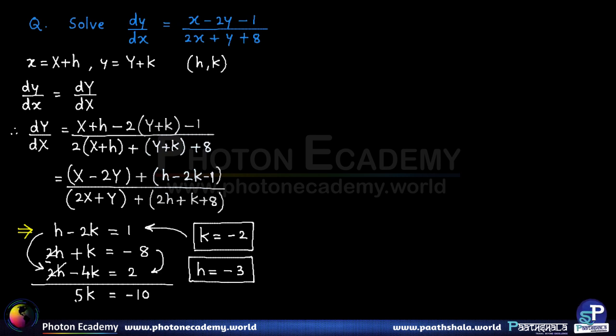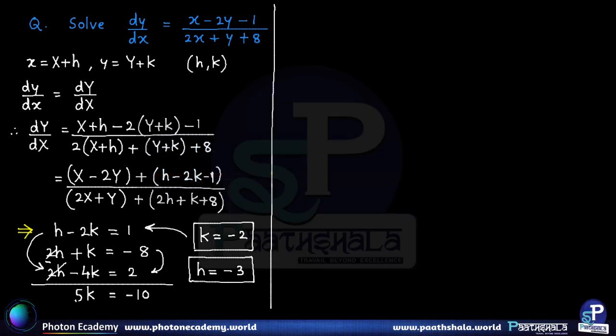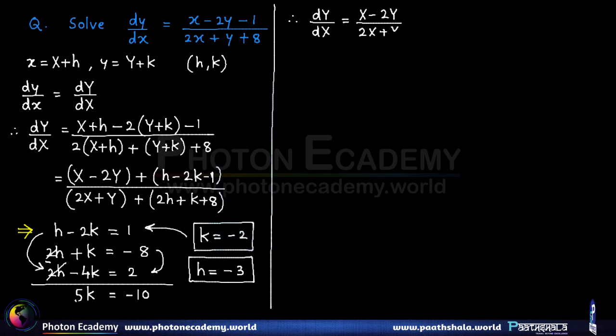So here we have got what should be the values of h and k so that the resulting expression becomes homogeneous. So therefore, considering that homogeneous equation, now we have dy by dx equal to (x minus 2y) upon (2x plus y). The remaining portion would have vanished by putting h as minus 3 and k as minus 2. Now the equation that we have in front of us is a homogeneous equation.